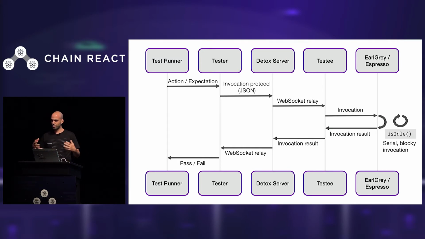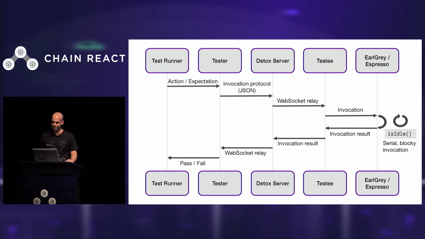And then on the server, which is just a WebSocket relay that the test runner and the device itself are connected to, it just relays the message through to the testee, which is the device itself. On the testee, the action or expectation are being invoked through method reflection. And then the invocation will only be executed when the app itself is idle. So the invoked result, whenever it's being invoked, is being sent through the WebSocket. And then the tester just either resolves or rejects this promise.